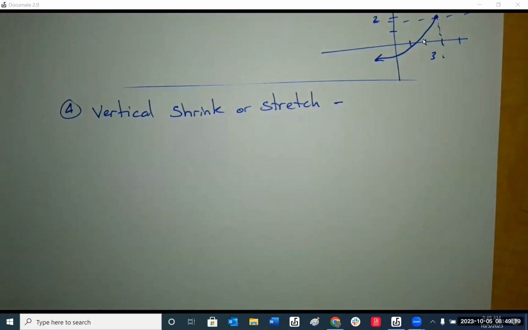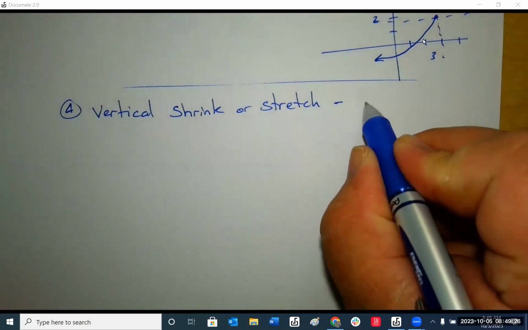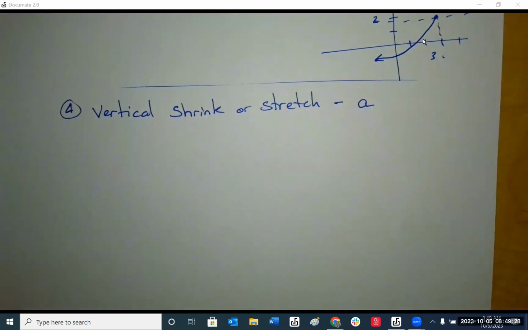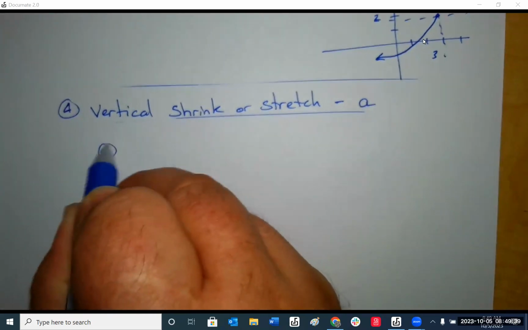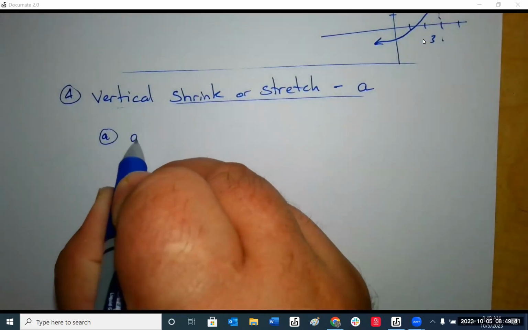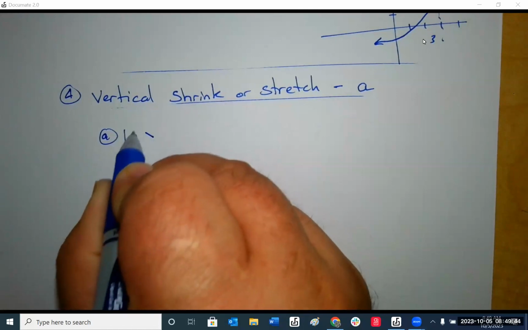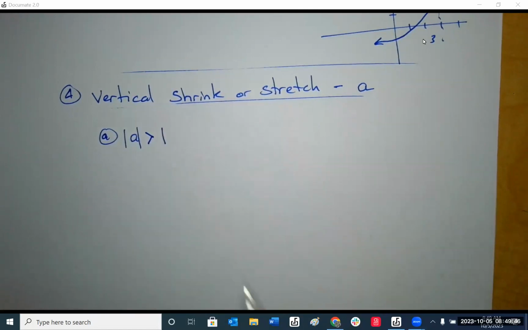Vertical shrink or stretch. If it's vertical, where does the change happen? Inside or outside the function? Outside. So the only one that can change it is the A factor. Earlier for the rotation, we only look if it's positive or negative. Now we look at the absolute value of A, if it's bigger than 1 or less than -1.